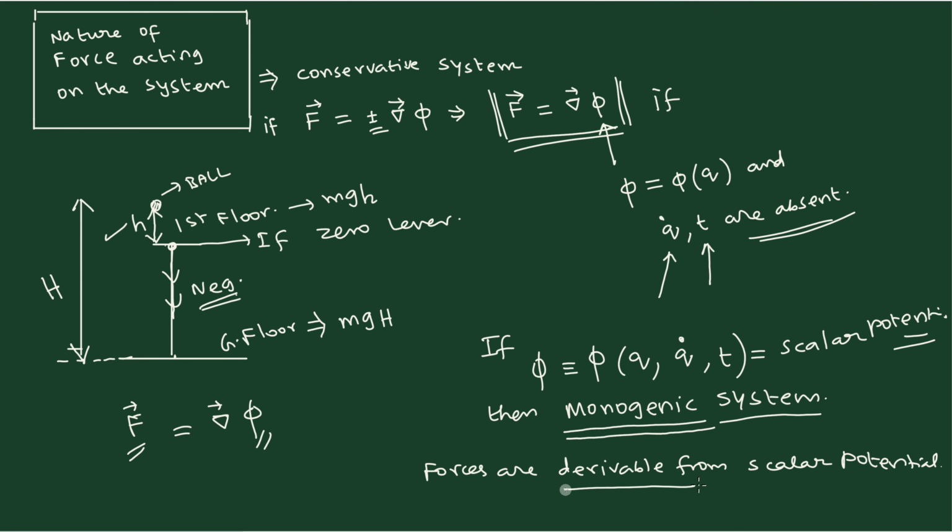So "derivable from" means that it is equal to a gradient. You can derive it just by taking the first derivative. If you do the differentiation, you can get the force. That is called derivable. Okay.